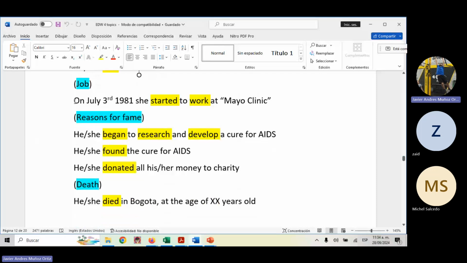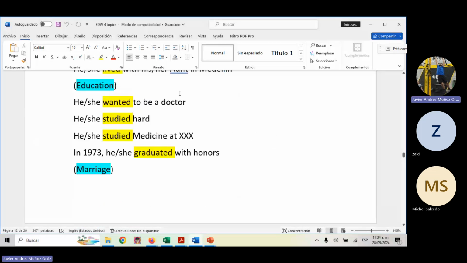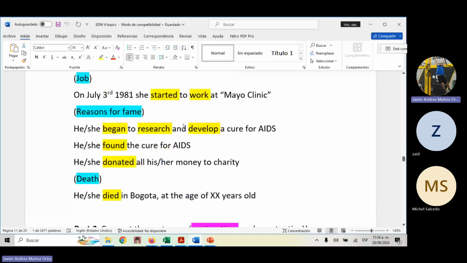What about a job? For example, on July 3rd, 1981, she started to work at this place, right? Because according to this example, this person wanted to be a doctor, right? Reasons for fame. Why is he or she considered a celebrity? It's important for us because Fernando began to search and develop a cure for AIDS, para el SIDA. Very important today, for example. She found the cure for AIDS in 1991, let's suppose that. And then he donated all his money to charity because he was a philanthropist. He loved humanity, for example. This is why, in our opinion, he was important, right?